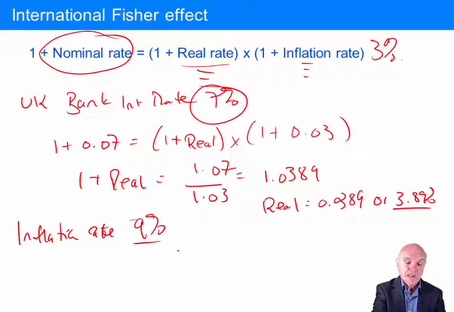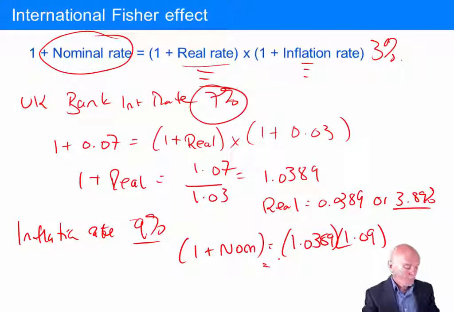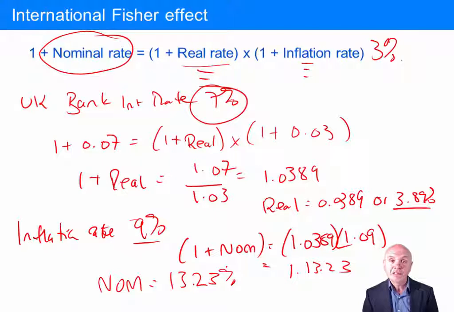So in this country, we are saying 1 plus the nominal rate is going to be 1 plus the real rate times 1 plus the inflation rate, 1.09. So here we have that times 1.09. It's coming out at about 1.1323. So that's 1 plus the nominal rate. Therefore the nominal rate is 0.1323 or 13.23%. Much higher bank rate in this country with a lot of inflation, to keep up with inflation.